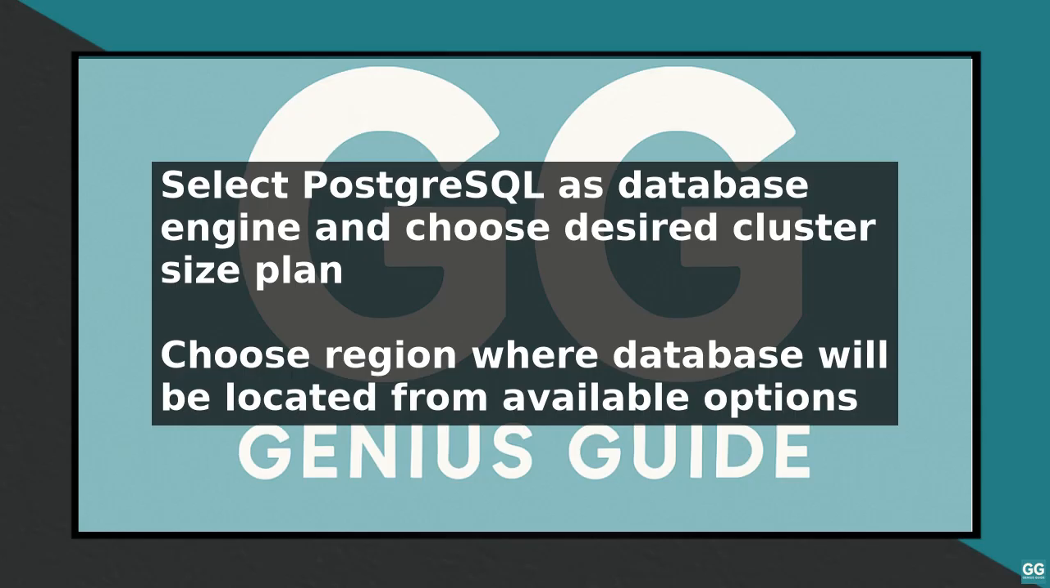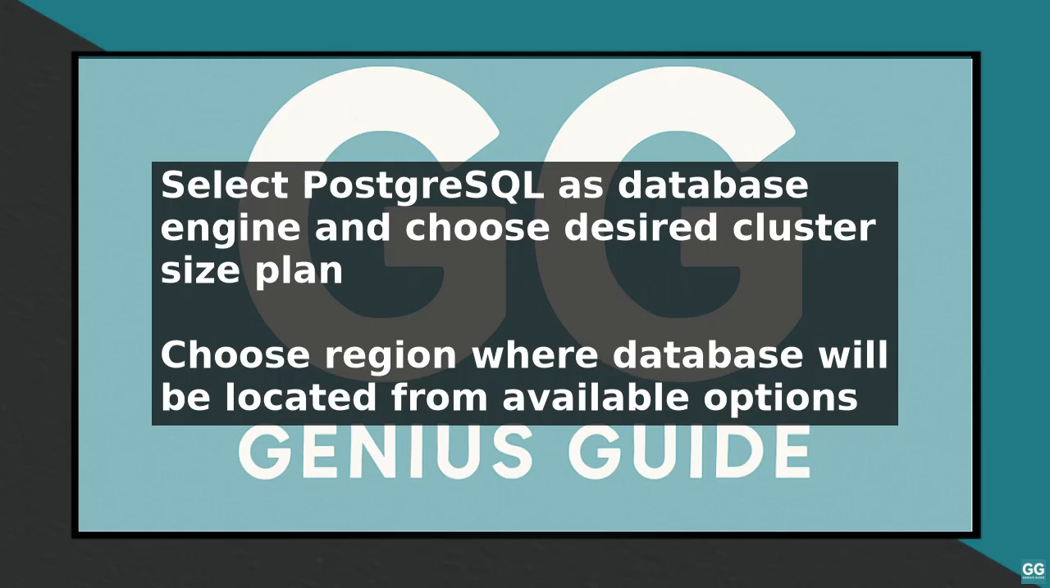DigitalOcean will then provision your PostgreSQL database cluster, which may take a few minutes. During this time, you can view the status of your database cluster in the control panel. After your database cluster has been provisioned, you can configure your database by clicking on the Actions button and selecting Settings. In the Database Settings page, you can configure parameters such as the database name, username, and password. You can also configure the database port and the SSL mode.